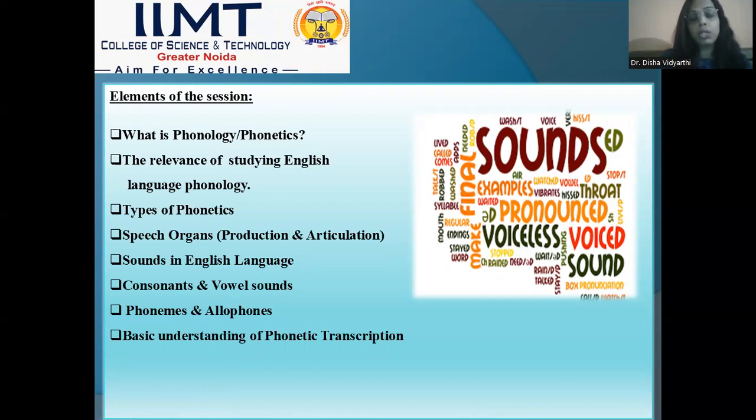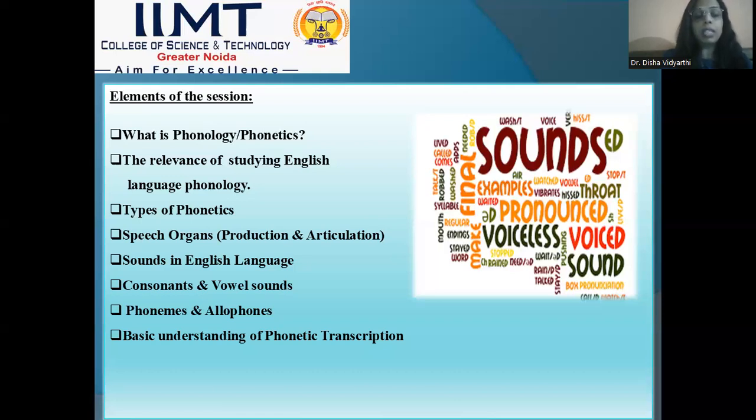The first question which strikes the mind, or which my students often ask, is: ma'am, what is the relevance and significance of studying the sound system of a particular language, especially when we talk about English language? How can it improve our proficiency in English, and how can it be a tool to enhance our communication skills or correct pronunciation? These things we'll be dealing with in this basic module of the phonology.